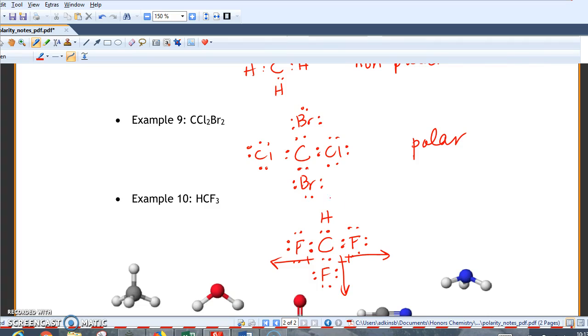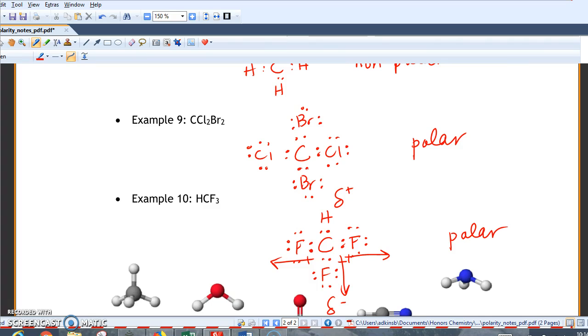You just have this region up here that's slightly positive. You have all these fluorines that are pulling electrons more this way. So this side will be slightly negative, and this side will be slightly positive. The bond dipole is very difficult to draw on a tetrahedral. It's not something I expect you to do, but I would want you to be able to identify that that's polar. So that's a summary of all your shapes.